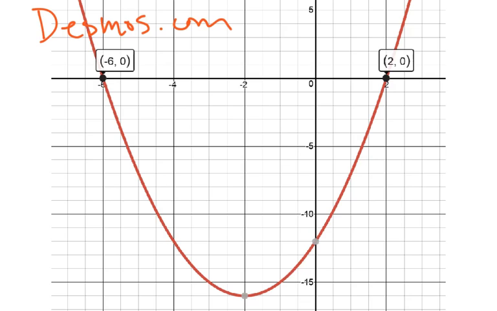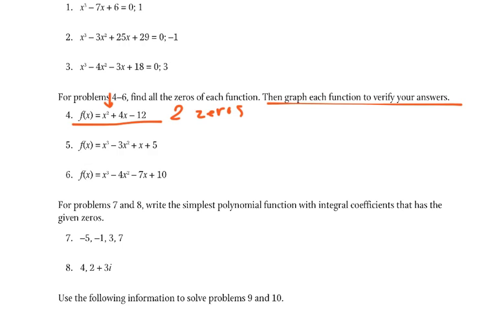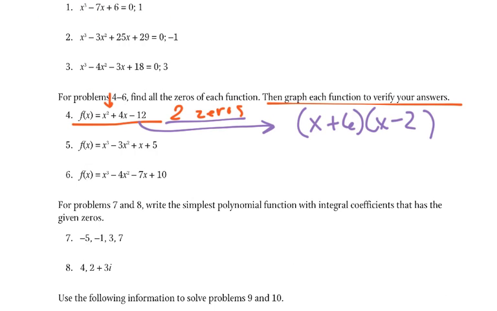Okay, so if we look at this graph, we can see it crosses the x-axis at (2, 0) and (negative 6, 0). So in other words, if we would factor this, it would be x plus 6 times x minus 2. So we have 2 zeros, they're both real, and it's negative 6 and positive 2. Easy enough when we graph it, right?